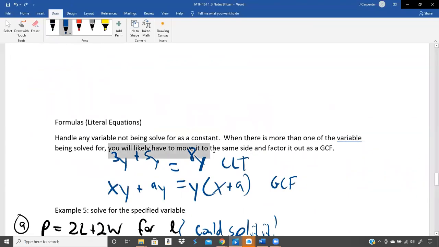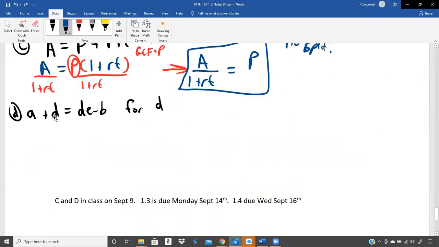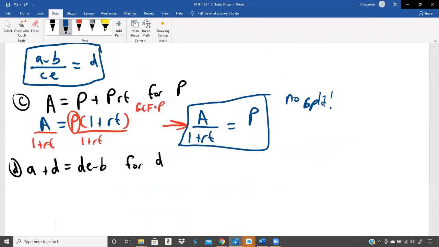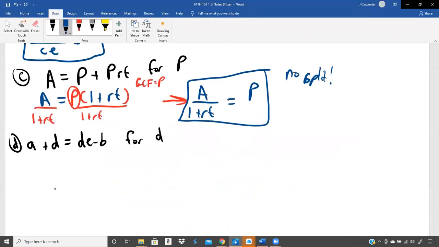So you will likely have to move it to the same side and factor it out as a GCF. So that's what we're going to do here. Does it matter if I move the terms with the D's to the left or to the right? Honestly, it does not matter. I'm going to move them to the right. So this is the way I'm going to do things.